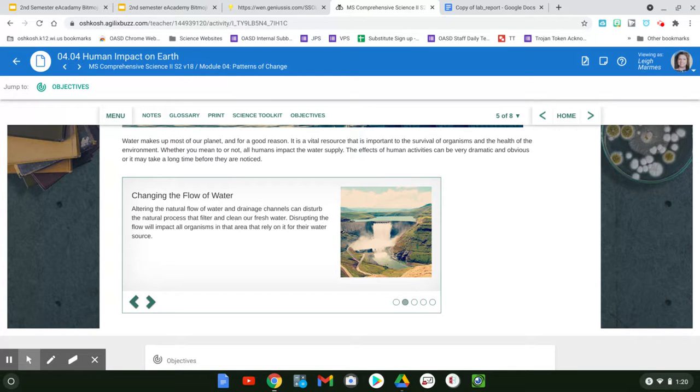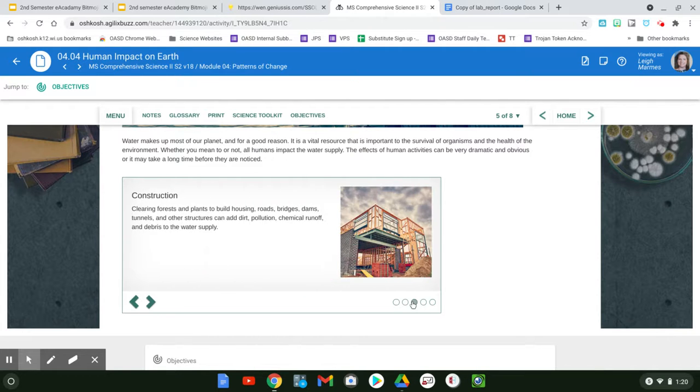Changing the flow of water, that's another thing. Building dams, that's interesting though, because using the water, which we need to create energy, could possibly be a problem because we're changing the flow of water, which changes the ecosystem. It's quite an interesting process here.